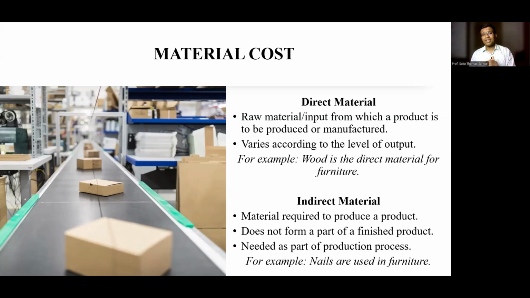Now, the next categorization that we have under the element of material is indirect material. Indirect material may not form an integral part of your finished product. However, it is very difficult for you to complete the production activity without the indirect material as well. We could look at an example: nails which are used in manufacturing furniture, or buttons or threads which are used as a part of your stitching activity. So these are examples of indirect material.